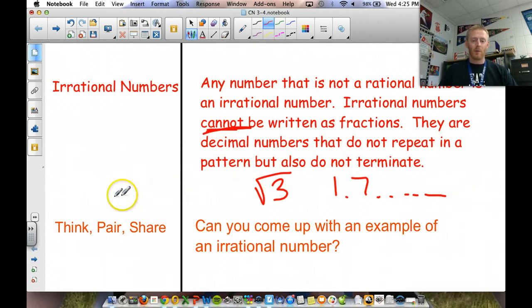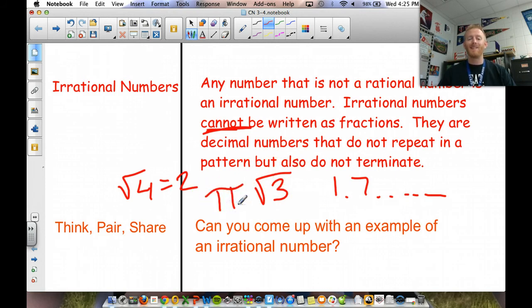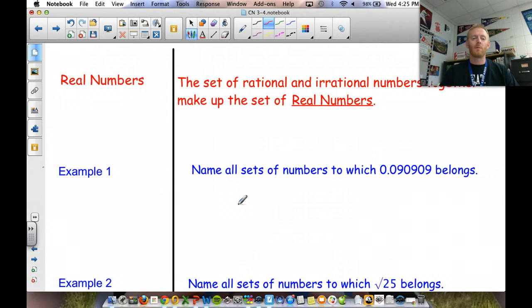A nice number would be like the square root of 4, which is 2. The number 2 falls into the whole numbers, falls into the integers, falls into the rational numbers category. So things that are not perfect squares, like the square root of 3, or pi, which goes on forever but does not repeat, are examples of irrational numbers. Okay, so let's go through some examples. Remember, real numbers is any set of rational and irrational numbers put together.